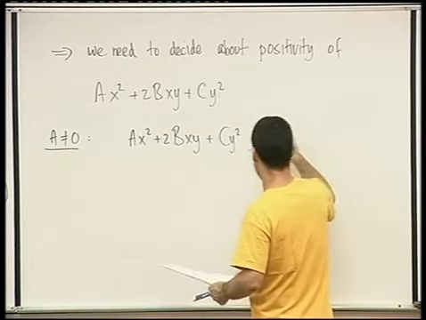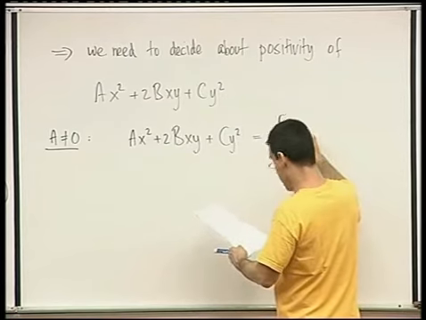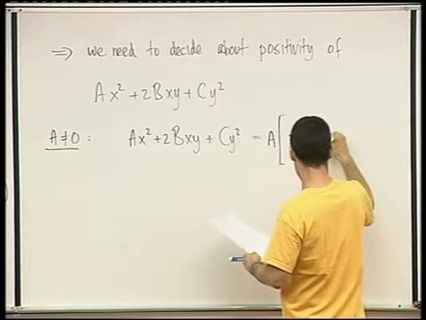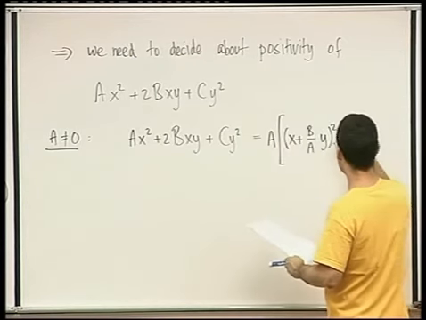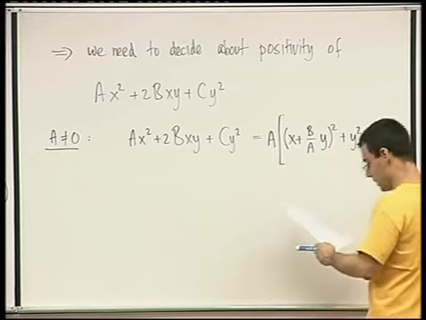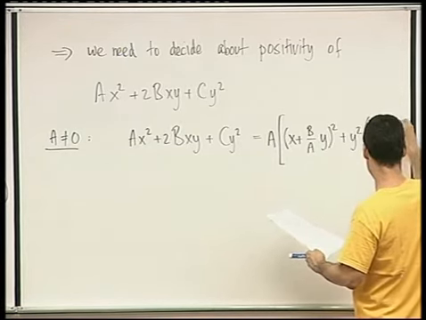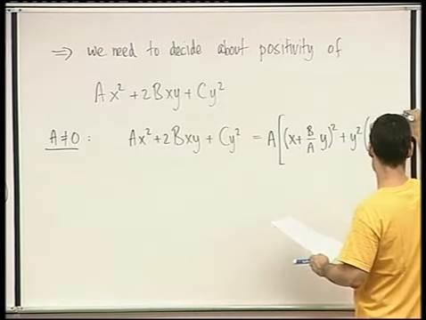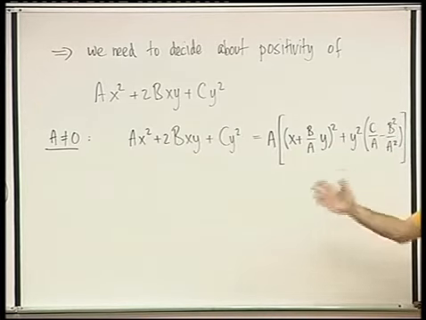So I'm first going to rewrite it as a times x plus b over a y, all of this squared, plus y squared times c over a minus b squared over a squared. This is just an algebraic identity. Tell me if you agree.